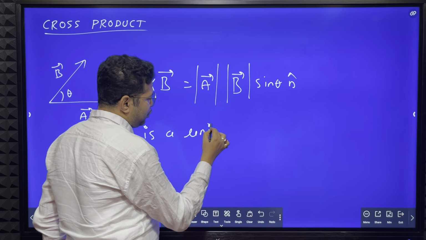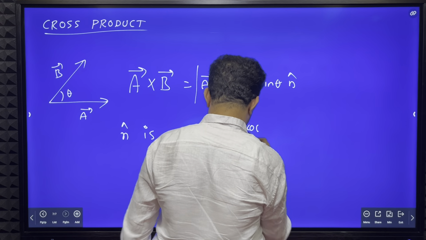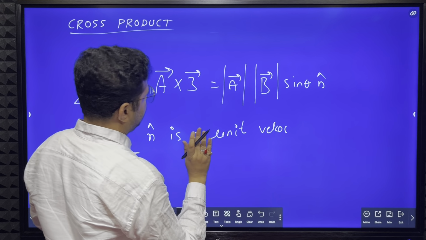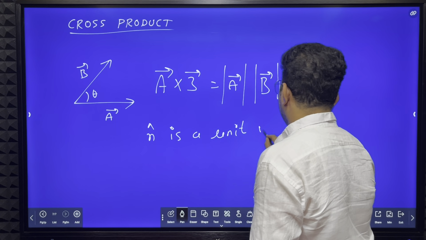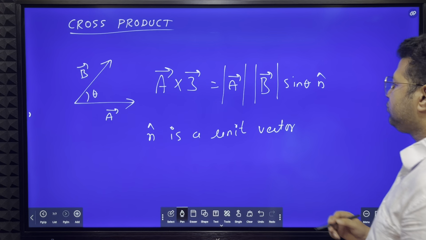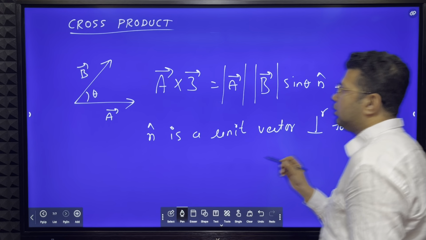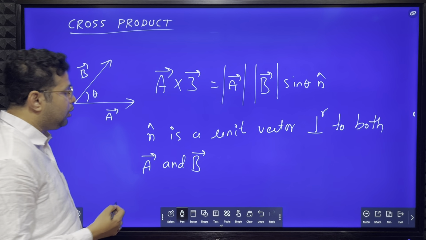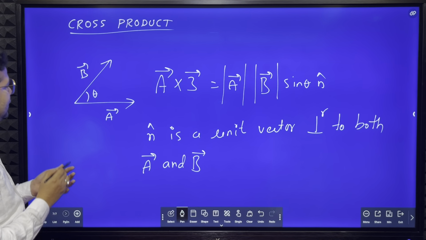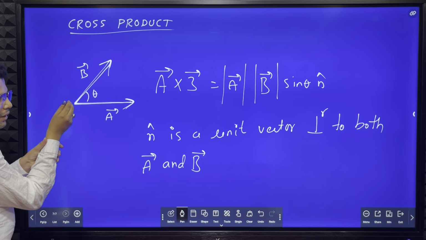Hope you are doing the notes. n cap is a unit vector perpendicular to both A and B, or n cap is a unit vector perpendicular to the plane containing A and B. Means this is vector A, this is vector B. That n cap should be perpendicular to both A and B, means it should be like this. That unit vector should be in this direction.